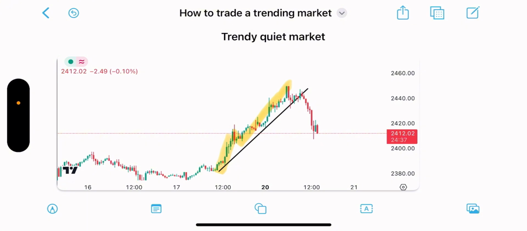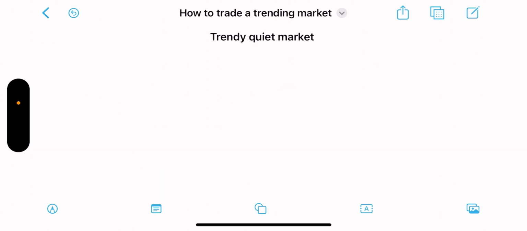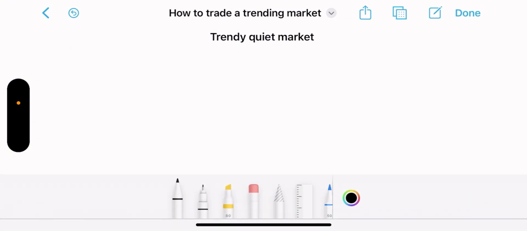Now there are several ways to trade both markets. Right, there are several ways to trade the volatile market. There are several ways to trade the quiet market as well. So I'm going to teach how to trade. Firstly, we are going to look at how to trade the quiet market. Then we move to how to trade the volatile market. Okay, so for the trendy quiet market, there is not a lot of pullbacks, so how you trade it is very different.